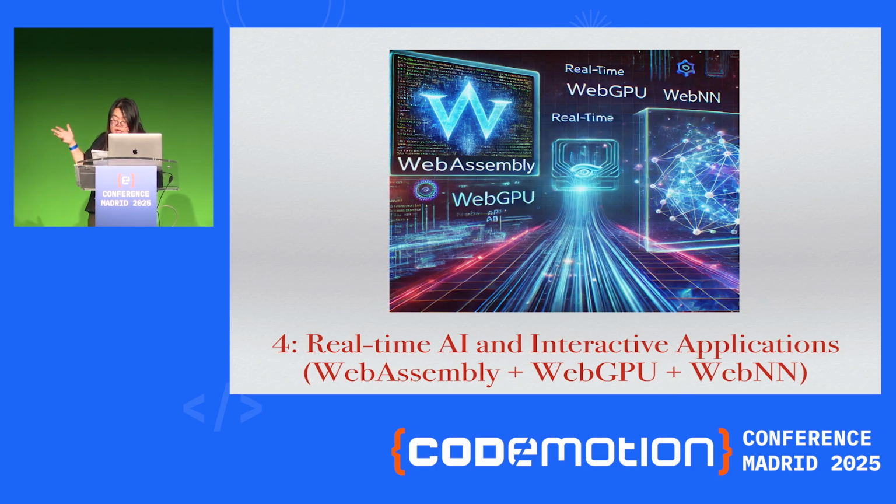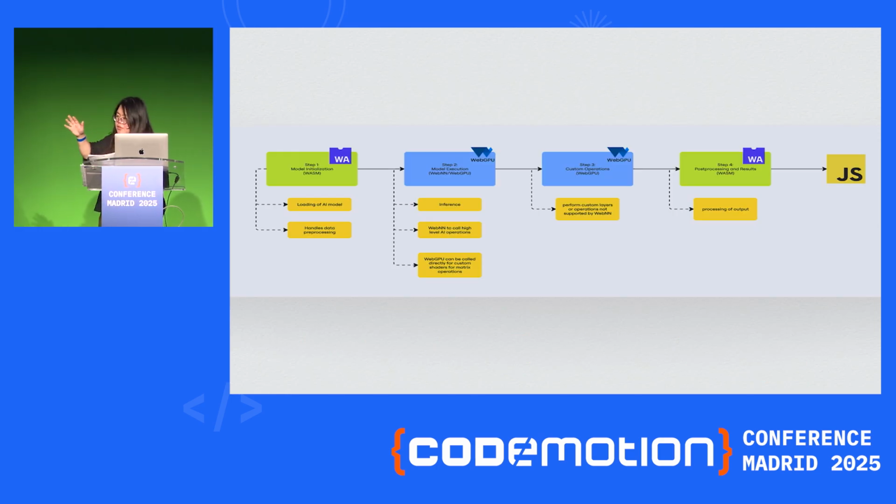And of course, you can also use WebNN to simplify and optimize these tasks by providing an AI-specific API that will automatically choose the best hardware for the job. So you can put it into either WebGPU or WebNN if you want a more high-level approach towards running that real-time interactive process. So this is the summary of those 4 steps.